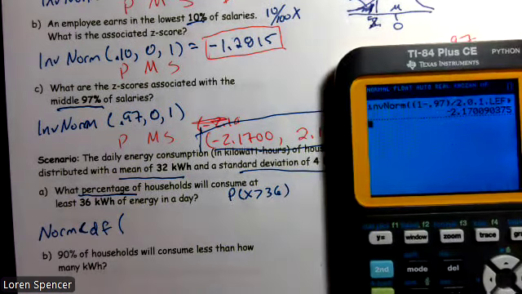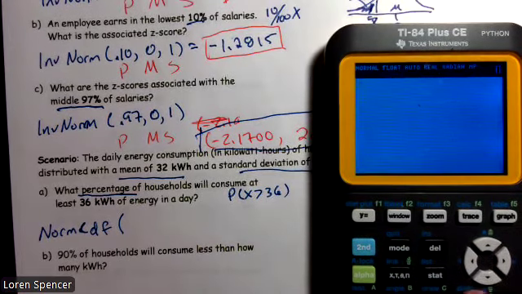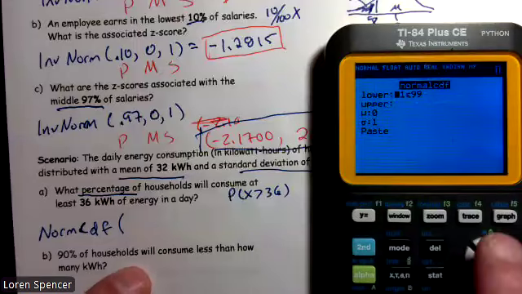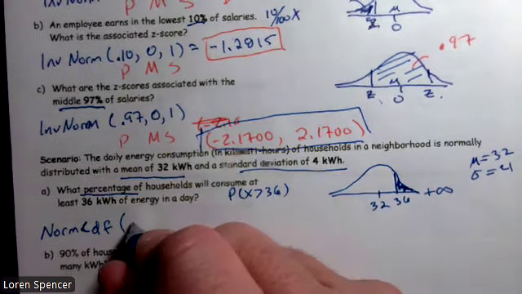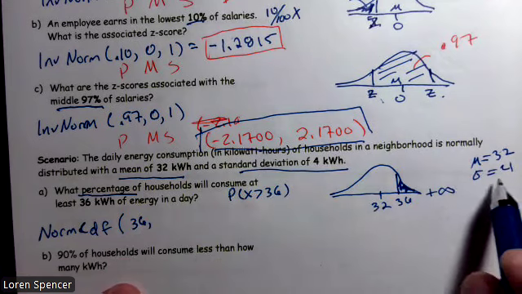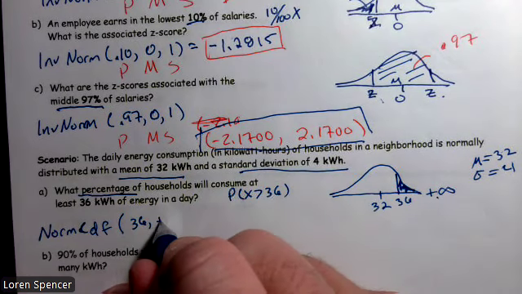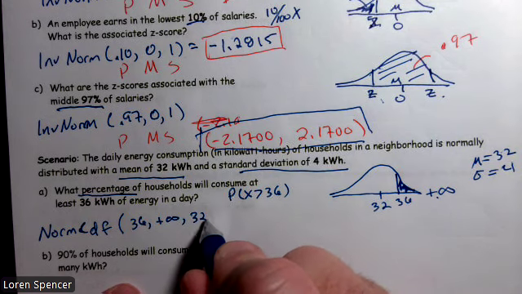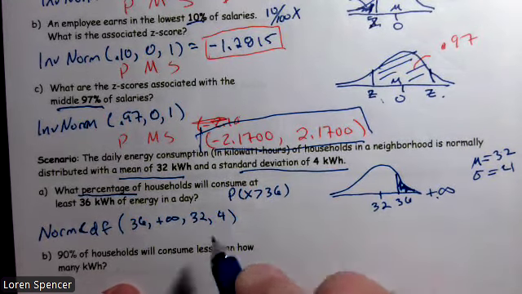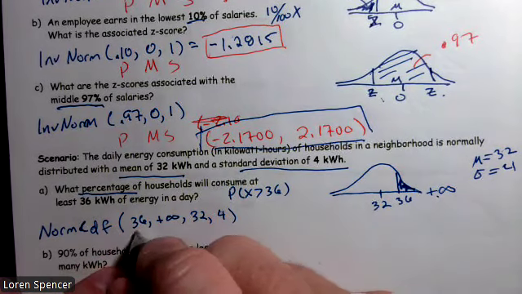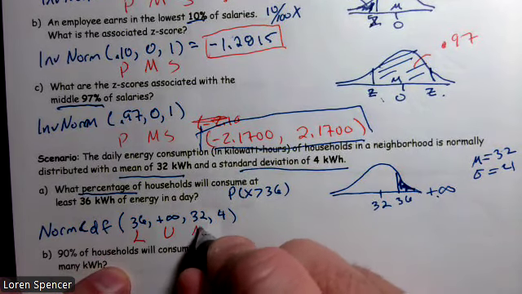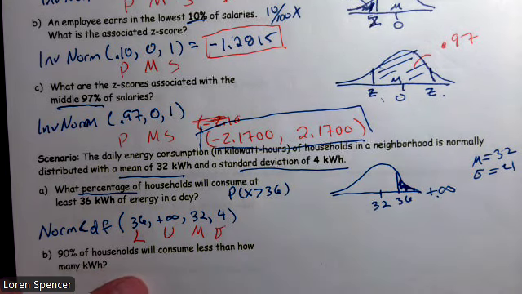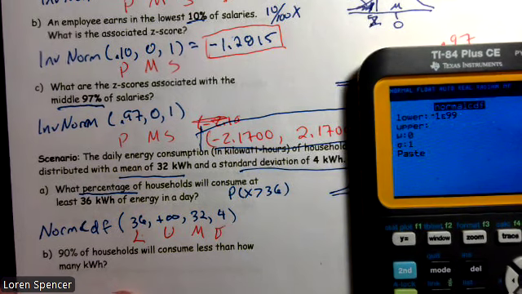So norm CDF, let's go and see what the calculator asked for. Second vars, norm CDF, it asked for a lower. Oh, well, what's the lower part? The lower part of our shading was 36. Then it asked for our upper. Our upper part is positive infinity. Then it asked for our mean. Our mean was 32, and our standard deviation was 4. So there's our LUMO: lower, upper, mean, and our standard deviation. It looks kind of like an O. It's not, but that's what it looks kind of like.